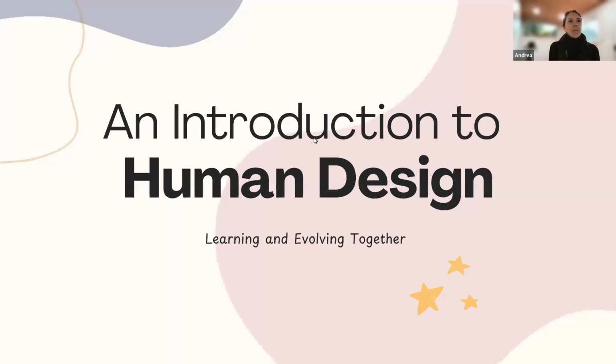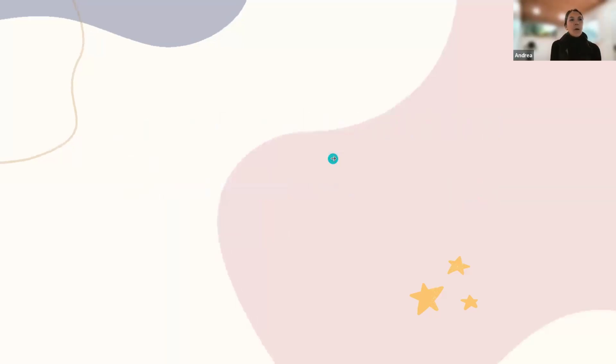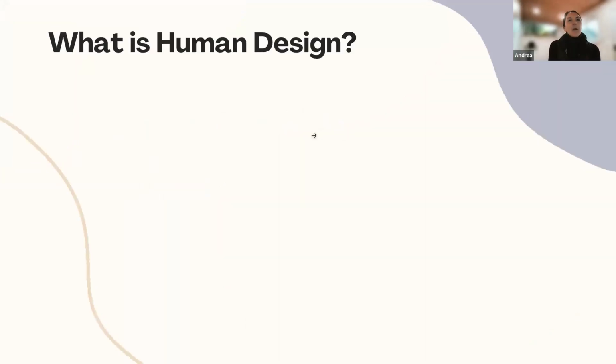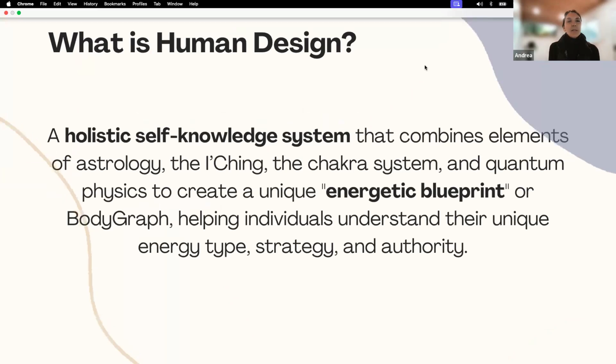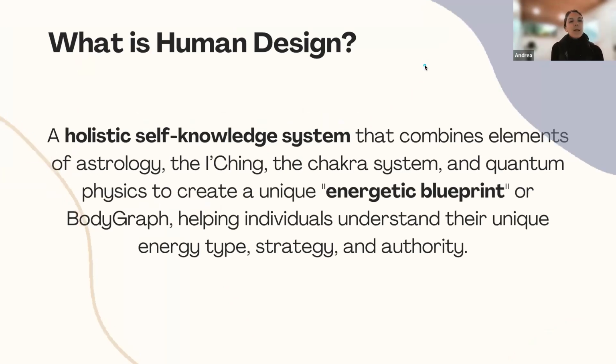Okay, so human design, what is it? I didn't have that much luck at first finding a good definition that really explains it in a brief summary. This was the best explanation that I did find: it's a holistic self-knowledge system combining different elements from astrology, the I Ching, the chakra system, and quantum physics. It creates an energetic blueprint.